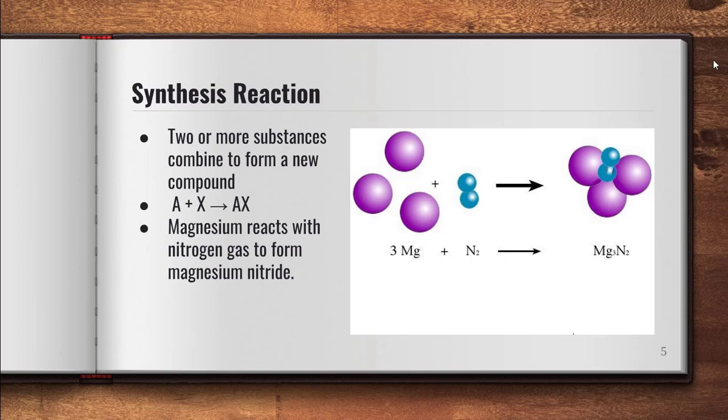The easiest way to remember and identify this type of chemical reaction is if we have 2 things in our reactants and we only end up having 1 thing in our product. Synthesize means to make something, so the synthesis reaction is identified by having 2 reactants and 1 product.